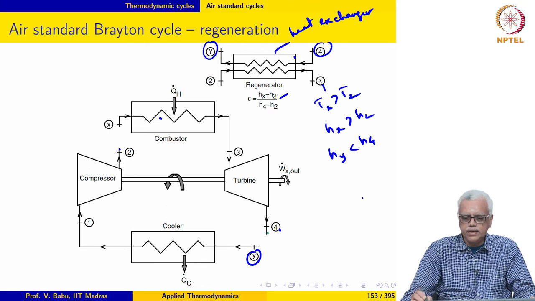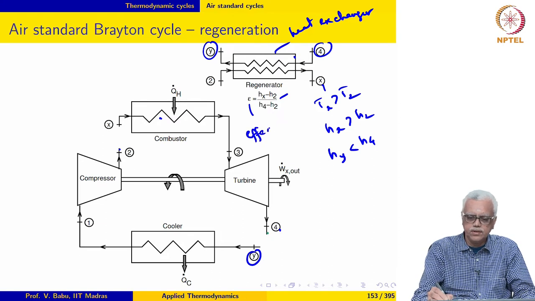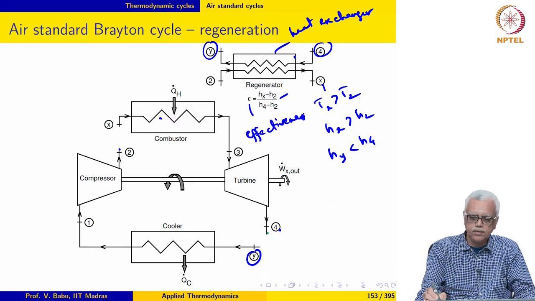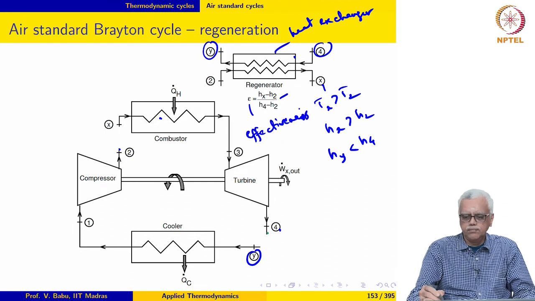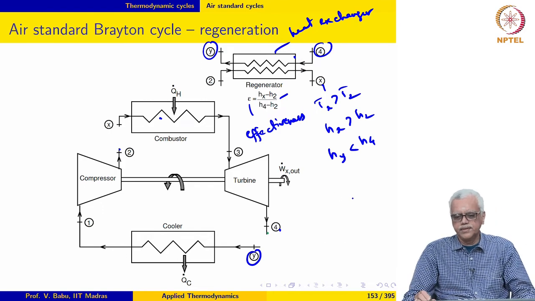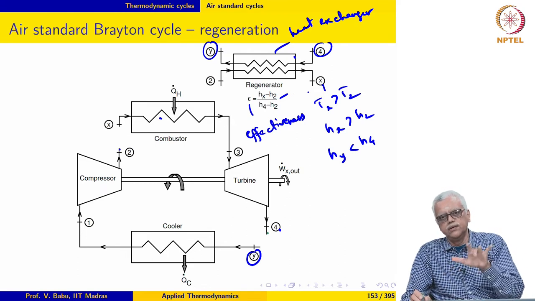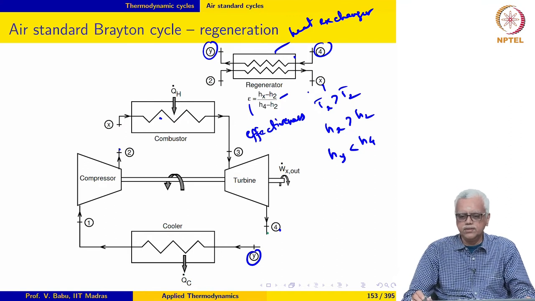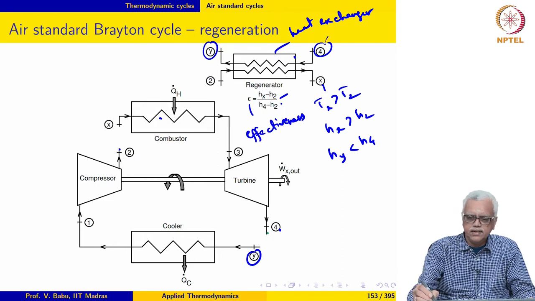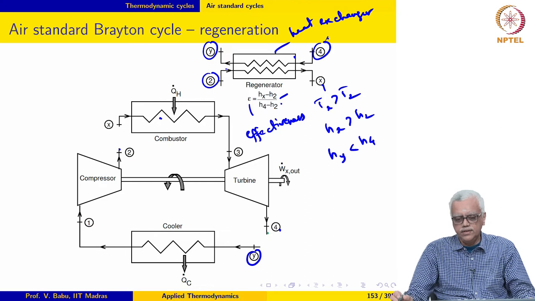And the performance metric for the regenerator is the effectiveness epsilon. Okay, so this is the effectiveness epsilon. And that is defined like this: Hx minus H2, the actual enthalpy transfer for the airstream before it enters the combustor, divided by the maximum enthalpy transfer that is possible. So, the maximum enthalpy transfer is H4 minus H2. Right? So, that is how effectiveness is defined.